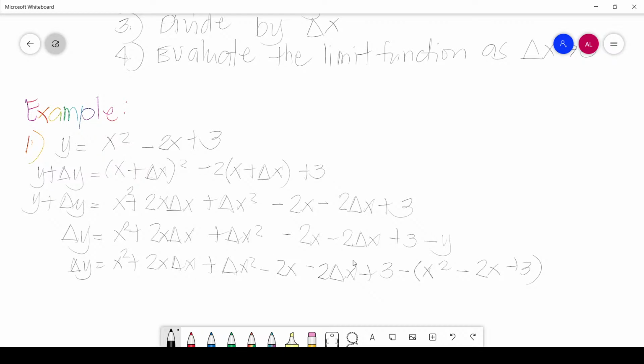Okay? So, let's proceed to cancel terms. x squared minus x squared is cancelled. Then, negative 2x and the negative of negative 2x, which is positive 2x, so cancelled. Then, negative of 3, negative 3, then positive 3. So, cancel. Okay, delta y is therefore equal to 2x delta x plus delta x squared minus 2 delta x.